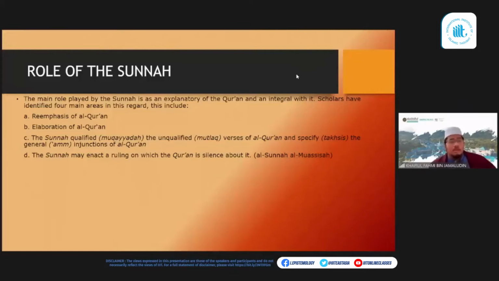And the Sunnah may enact rulings on which the Quran is silent. Yes, Sunnah al-Mu'assisah. Because sometimes there are things that are not mentioned in the Quran, but are mentioned in Sunnah. So here Sunnah becomes the main reference that enacts the ruling, or hukum, on that particular issue. So these are the 4 main roles of Sunnah.